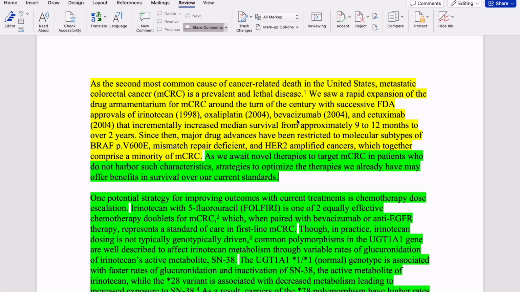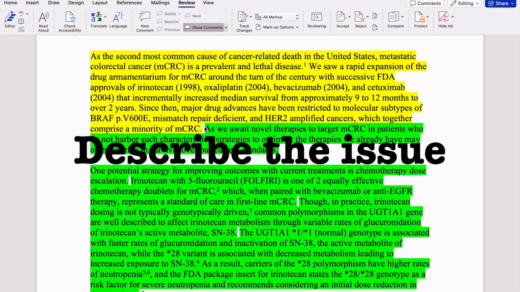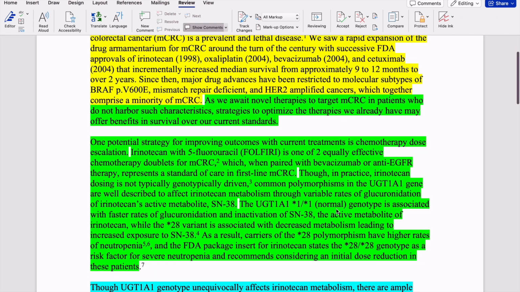So now that we've set the scene, we've described the prevalence of the disease and a little bit of information on the treatment landscape, we now need a segue into the next section of our paper, where we describe the issue. Once the scene is set, this next section is where we provide some background on the problem that will be addressed in your paper, what the problem is.